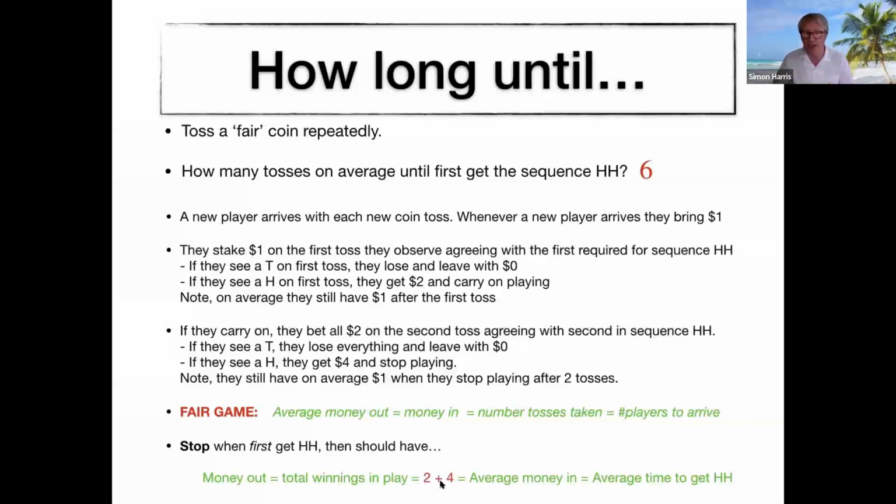So there's $6 in the system. But how much came in? Well, the average money that came in corresponds to the average number of players that arrived, which is the same as the average time. So there's the proof: the average time to get the head-head is the same as the average number of players, is the average number of winners, because of this fair game property. So this is an example of martingale theory. That's a way you could prove that result without having to do simulation.